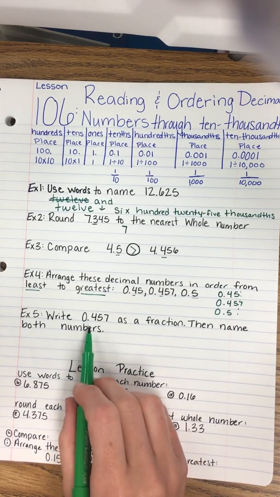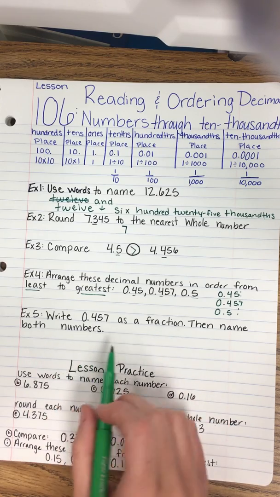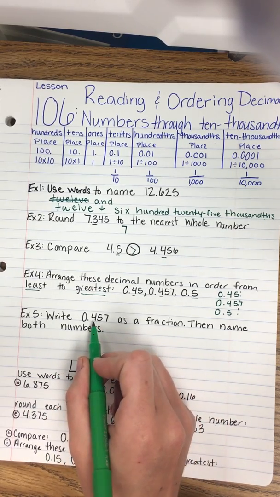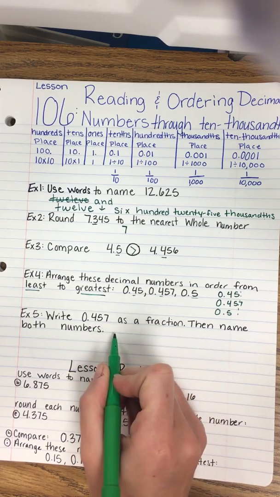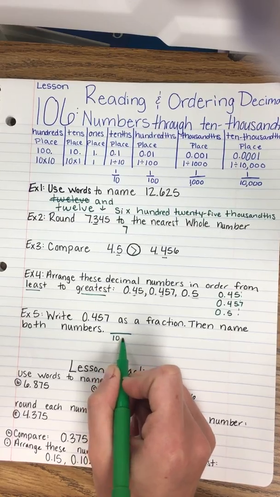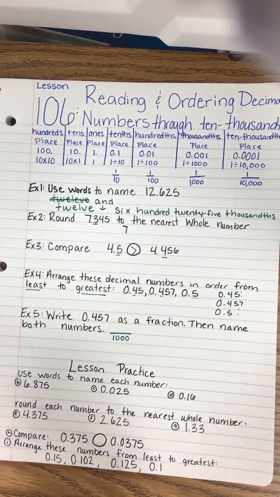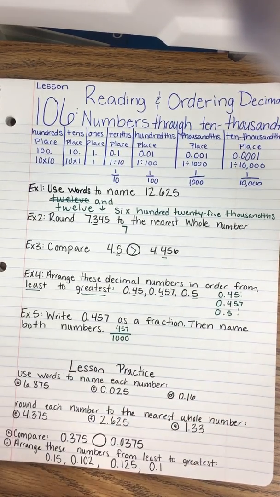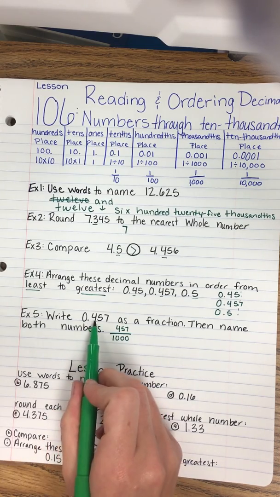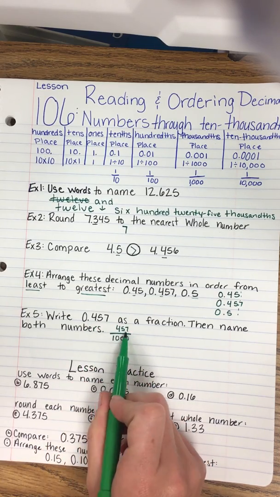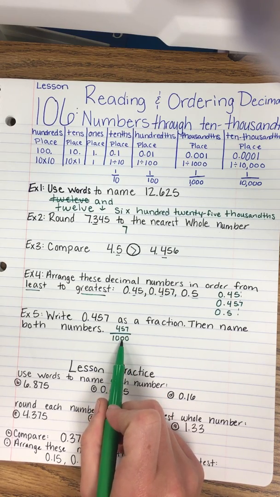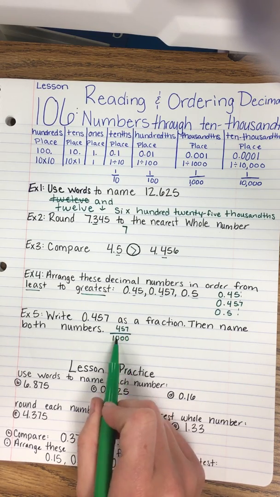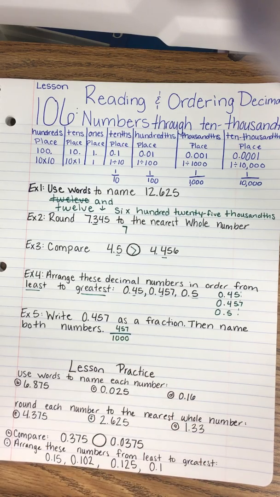Example 5. Write this number as a fraction, then name both numbers. So this number is 457 thousandths. We're going to write it as a fraction, and since I just said thousandths, we know that 1,000 is the denominator and 457 would be the numerator. So that is that number as a fraction. And then name both numbers: 457 thousandths and 457 over 1,000, or 457 thousandths.